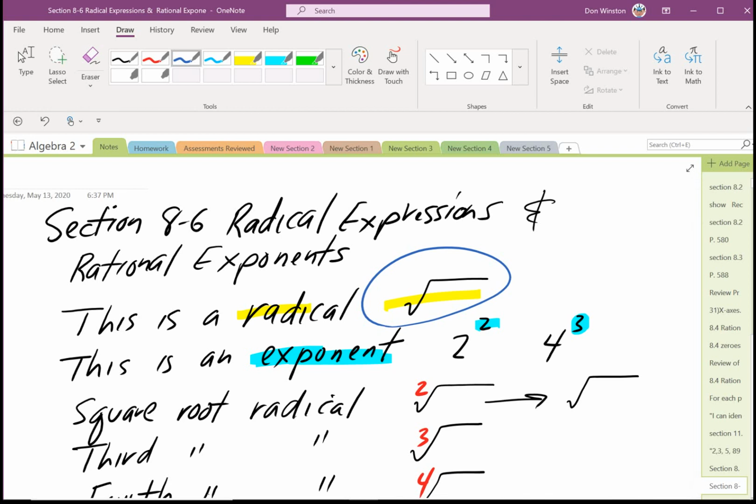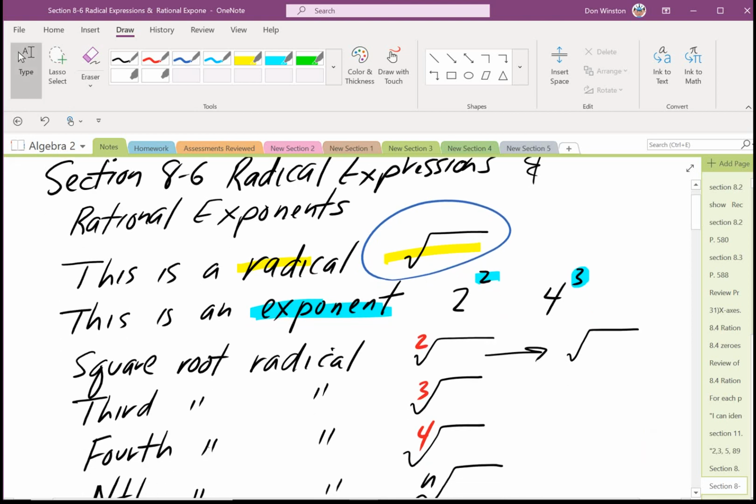So here I have 2 squared. So 2 would be the exponent, and 4 to the third, 3 would be the exponent. 2 squared would be a power. We would consider 2 the base and 2 the exponent. And 4 to the third would be a power as well. 4 would be the base and 3 would be the exponent. So today we'll be working with radicals and exponents.